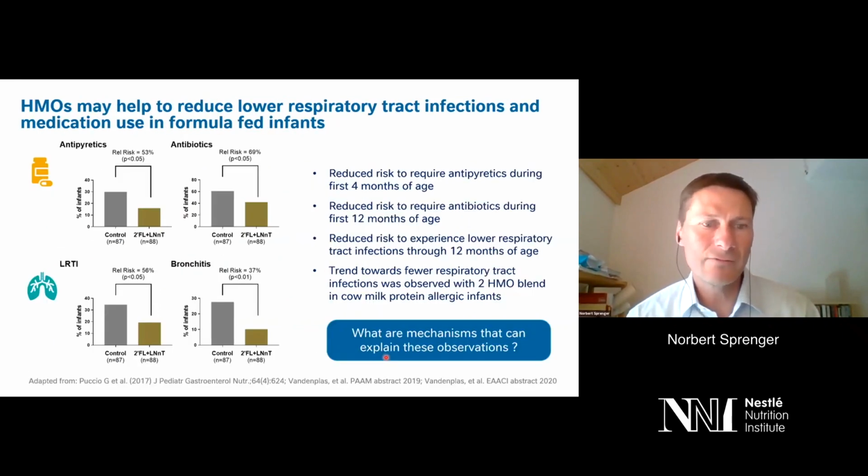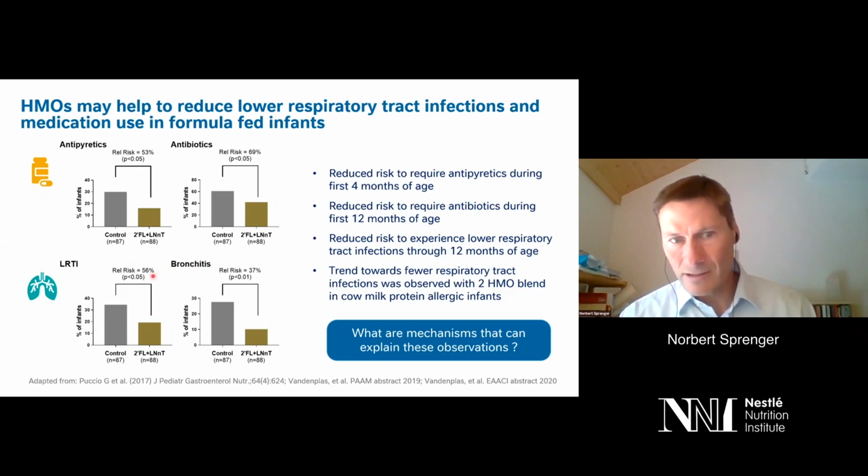So what did we learn when we have an intervention in formula-fed infants with HMOs? I show you just a snapshot of something that was published a few years ago already. It is on the antipyretic use. We see a reduction of the relative risk. We see a relative risk reduction also on the exposure to antibiotics, on the need of antibiotics. And then specifically, we saw a lower respiratory tract infection relative risk reduction that was significant with the HMO feeding, specifically in the term bronchitis.